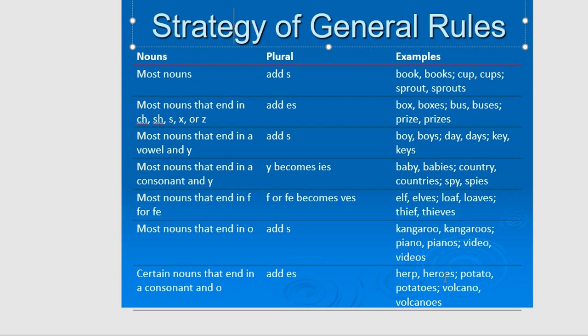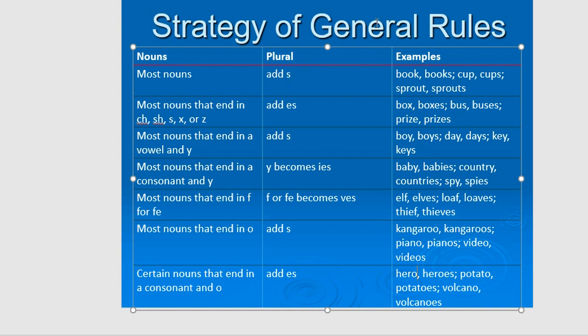Like this word, I think this is hero: hero, heroes, potato, potatoes, volcano, volcanoes. Many examples are also in the book. So how can we remember this? By practicing. In the book they mention you have to memorize them. So that's the case, and those are the general rules.